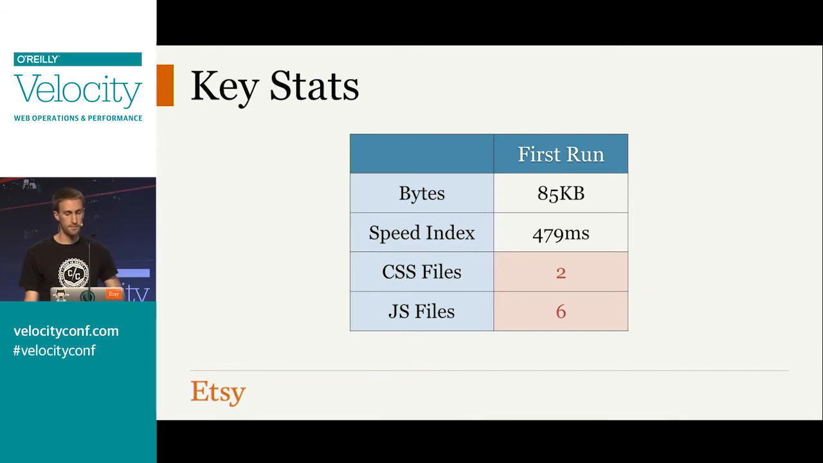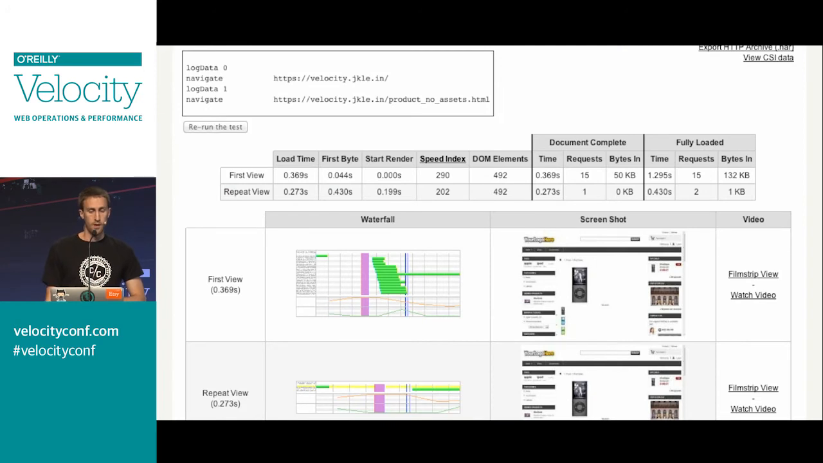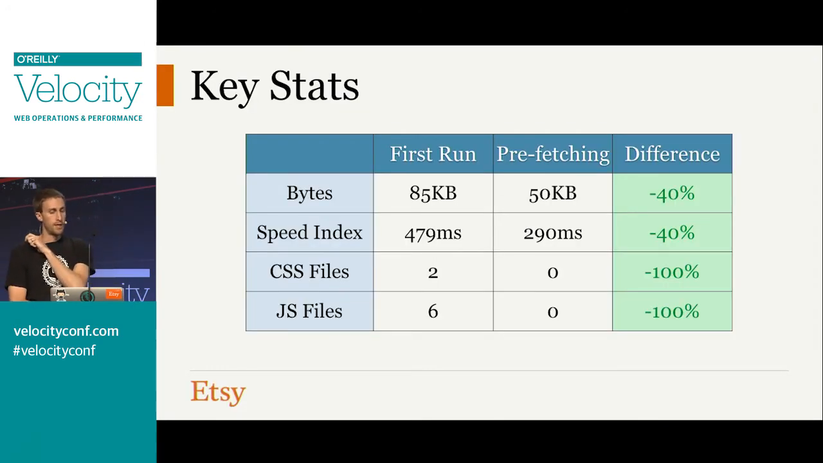So let's fix that. All we do is add 8 link tags for those 2 CSS files and the 6 JS files. This is literally the entire implementation of prefetching. You know what's on the next page, so you put it on the first page in link tags. And then we run another test. We get a 40% drop in both bytes and speed index, and we see all those CSS and JS files go away.